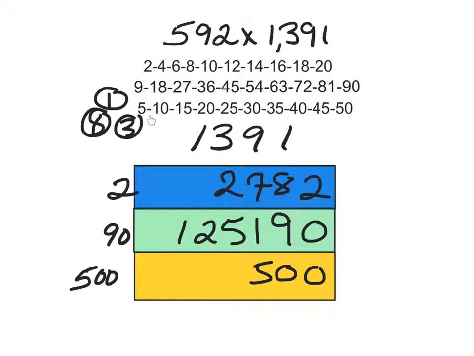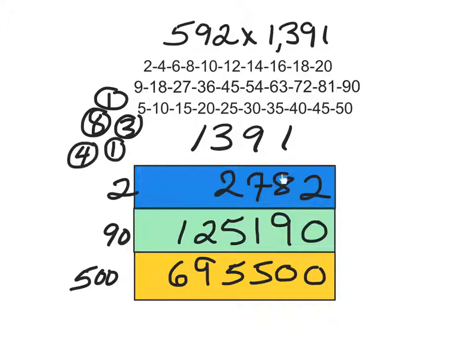5 times 9 is going to give you 45. Drop that 5, carry that 4, and move along. 5 times 3 is going to give you 15, plus this 4 here is going to give you 19. Drop that 9, carry that 1, and move along. 5 times 1 is just 5, plus this 1 here is going to give you 6. Drop that 6, and you are all done with all your multiplication, my friend.